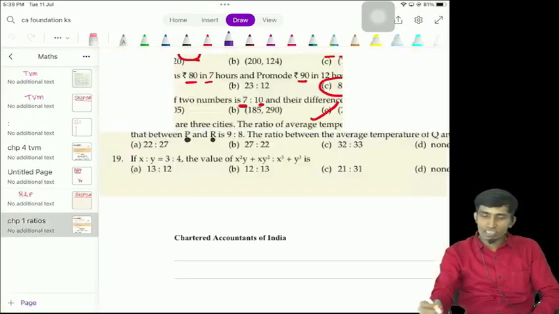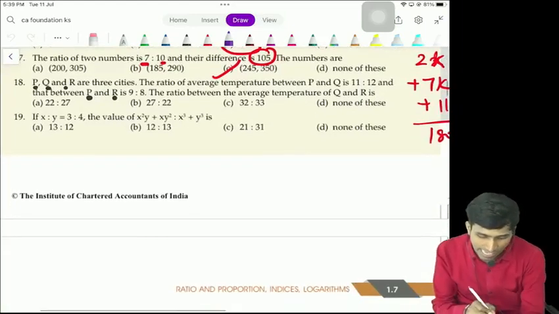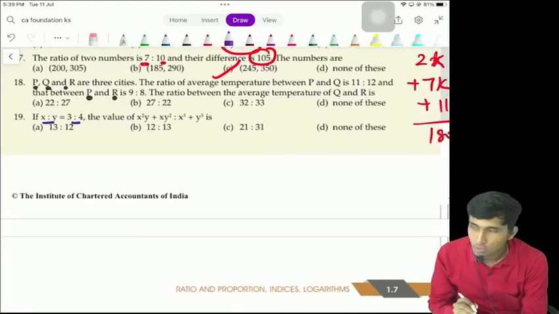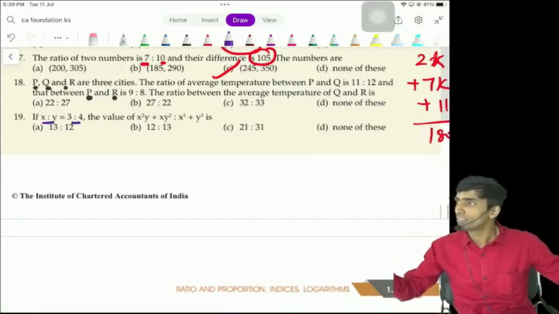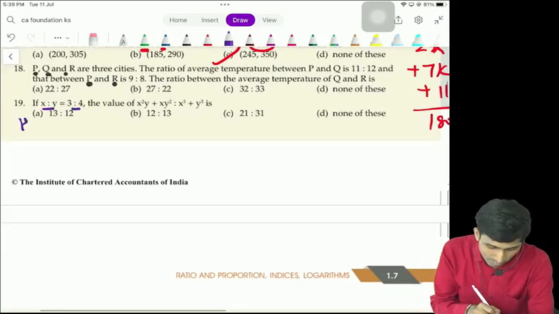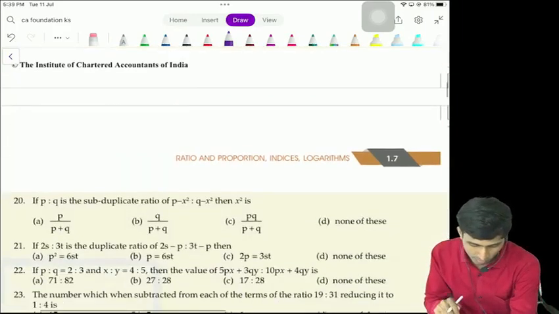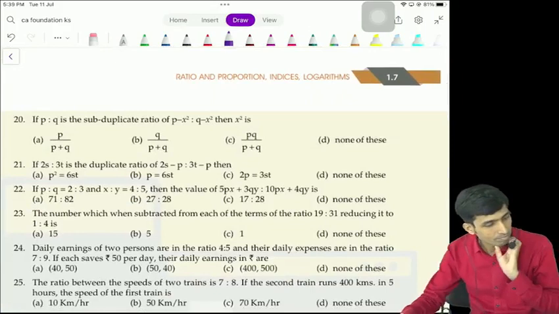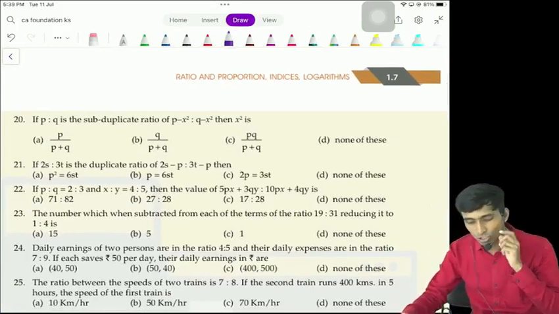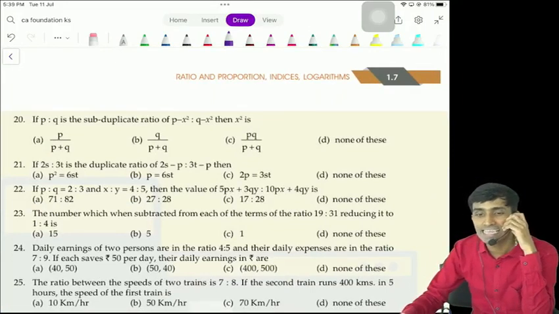Listen, next question. X is to Y is given. Correct. What will you do? Substitute. I am not doing it. Okay. Homework. HW. Okay. Now this one, 20th. Here there is no shortcut. Here there is no shortcut. How to solve?